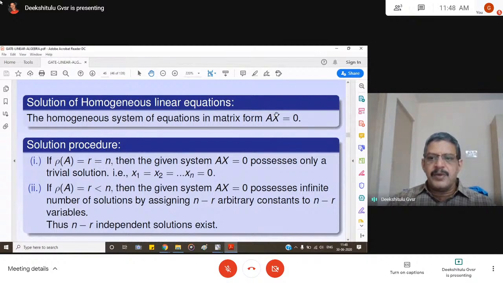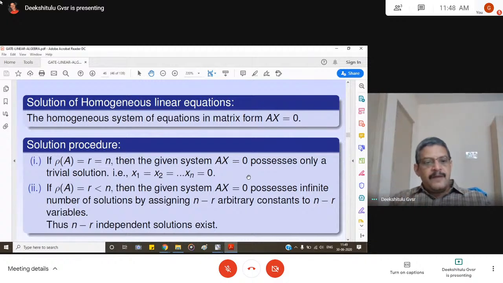Now coming to the invertibility of A, or determinant not equal to 0. The determinant of A is not equal to 0 only when rank of A is equal to n. These are all similar statements: A is invertible, determinant of A not equal to 0, or rank of A is equal to r is equal to n, the number of unknowns. Then the consequence is that Ax is equal to 0 possesses only a trivial solution.